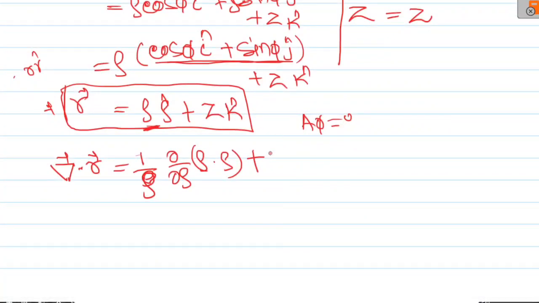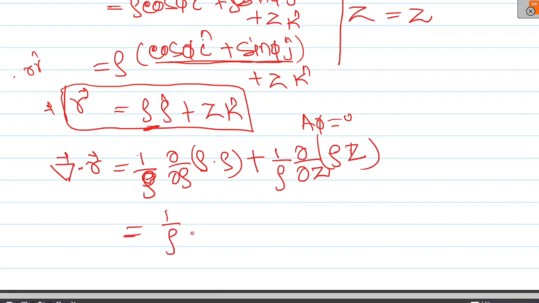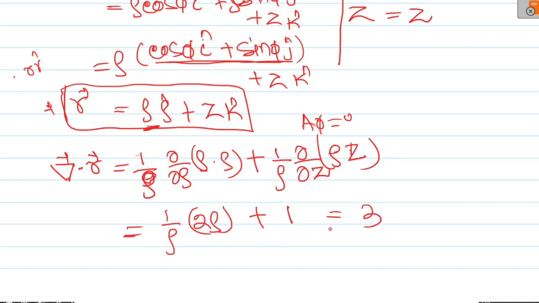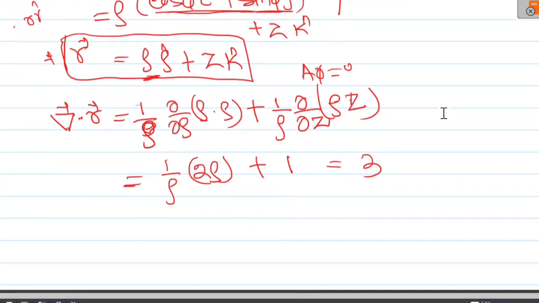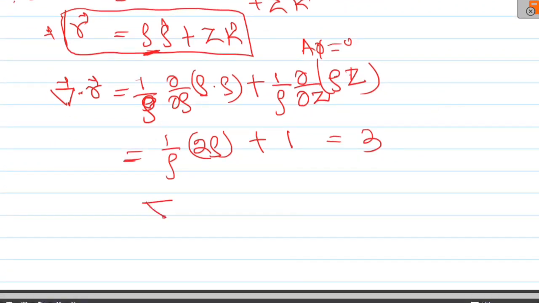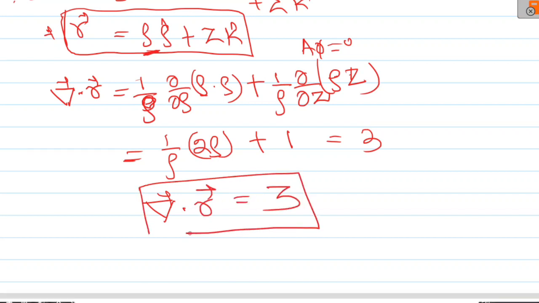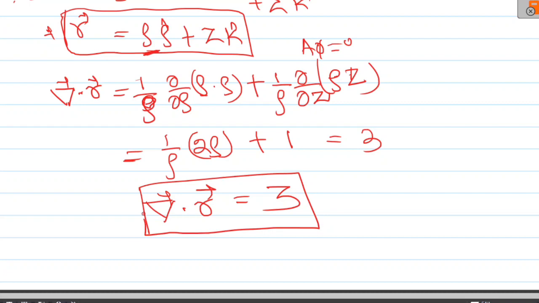Plus 1 by rho del by del z of rho a_z, where a_z is your z. So from here it is 1 by rho times (2 rho plus 1). So 2 plus 1 will be 3. So again, divergence of position vector in cylindrical coordinate system is also 3. So in all coordinate systems, the divergence of position vector is 3.